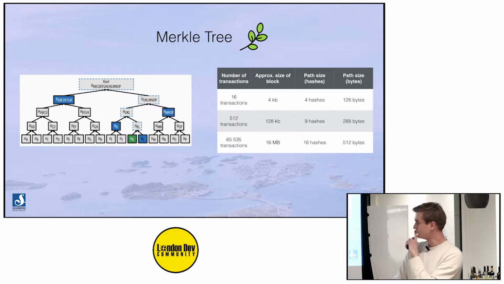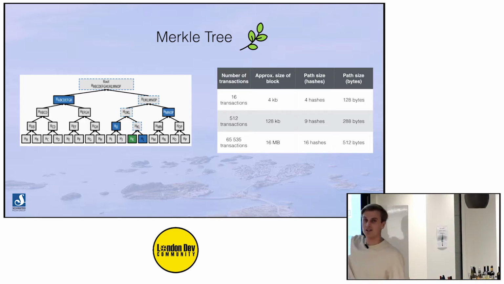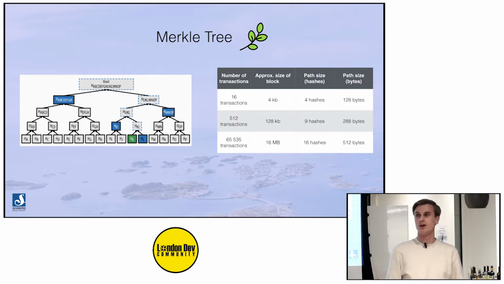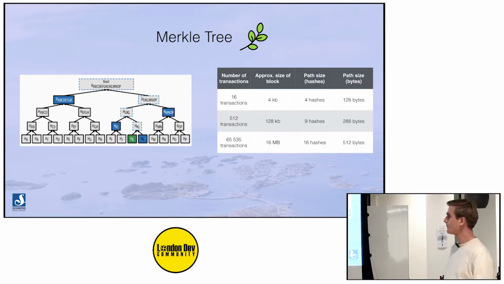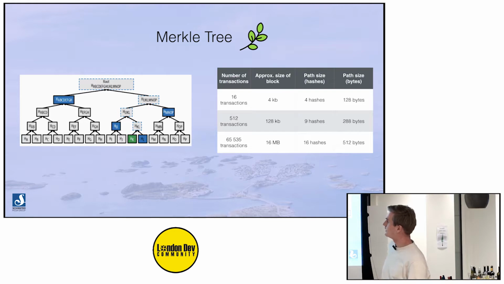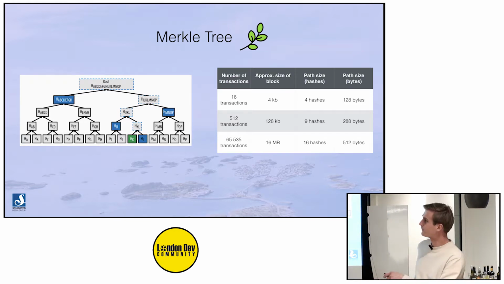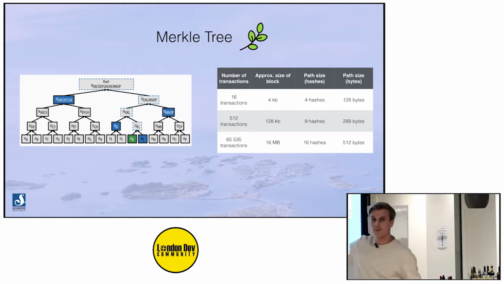And the thing here is that if I want to verify, did transaction K go into the blockchain? Was it valid? The only thing I need is 4 hashes. So this is a tree with 16 transactions. And if I have 4 hashes, I can figure out if this thing was valid.